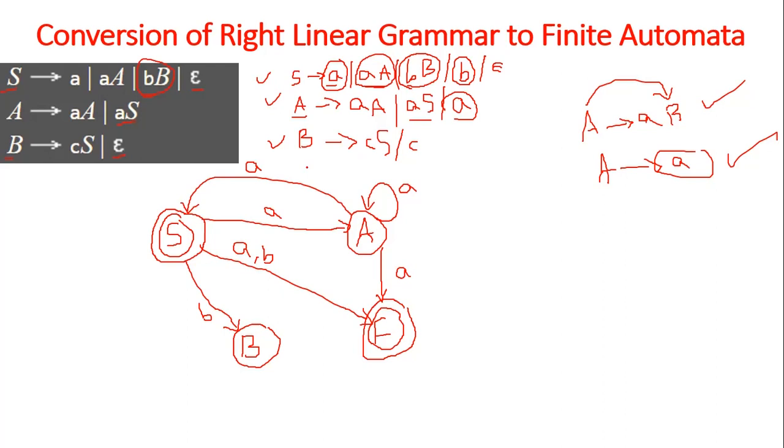Similarly, B is having two productions. B tends to cS, which means you have to add a transition from B to S on input symbol c. And the next production is B tends to small c. As c is a terminal, you have to add a transition from B to the final state on input symbol c. Okay, so this is the way you are supposed to construct a finite automata for the given right linear grammar.